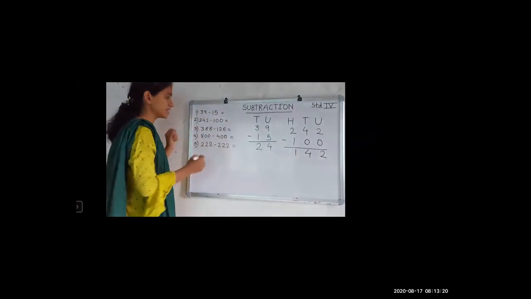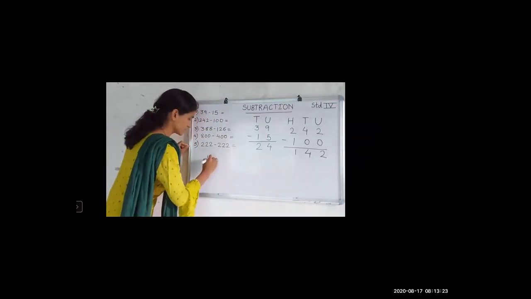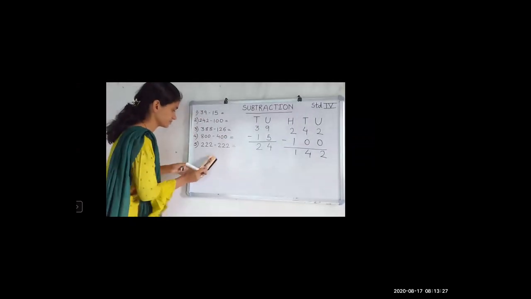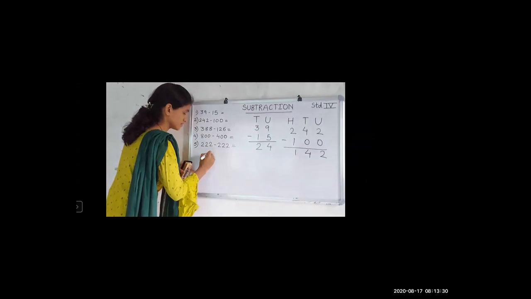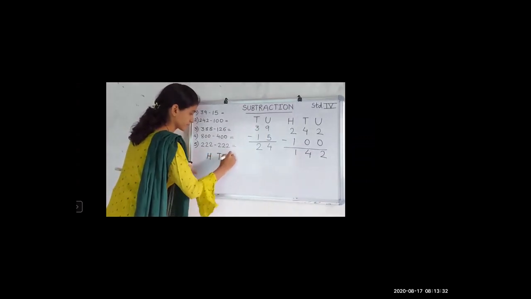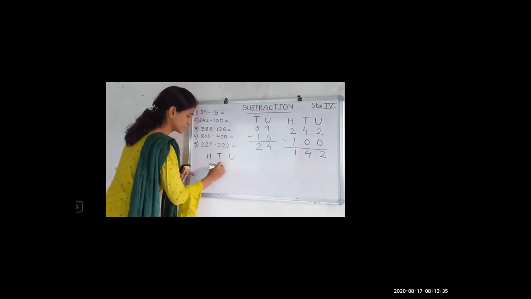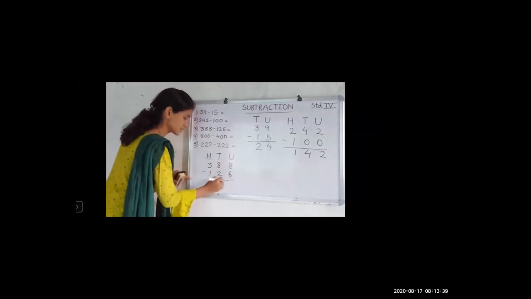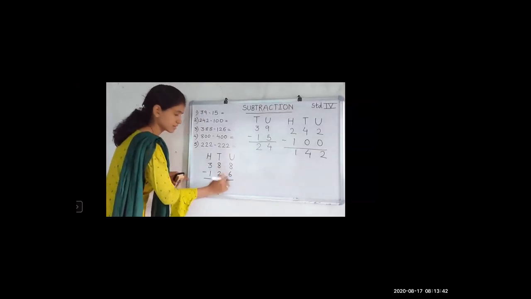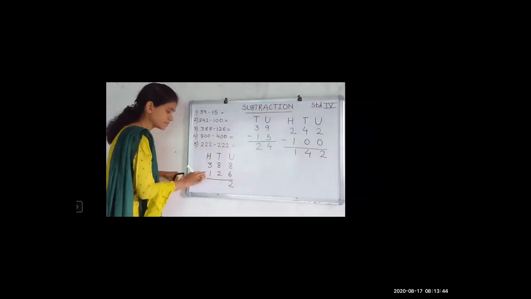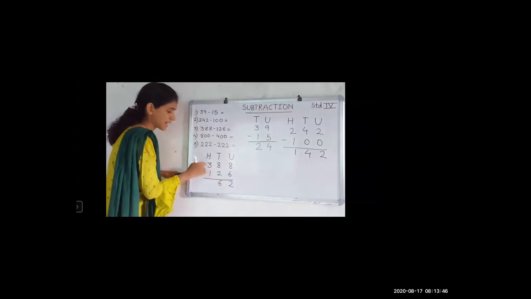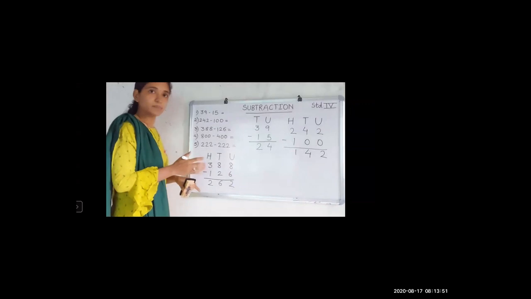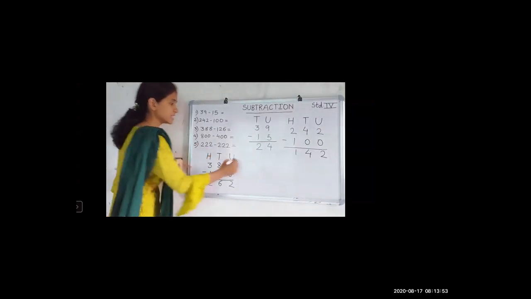Now we will take the third question, that is 388 minus 126. 8 minus 6, 2. 8 minus 2, 6. And here 3 minus 1, 2. These are very simple subtractions without borrowing, so you can easily solve.